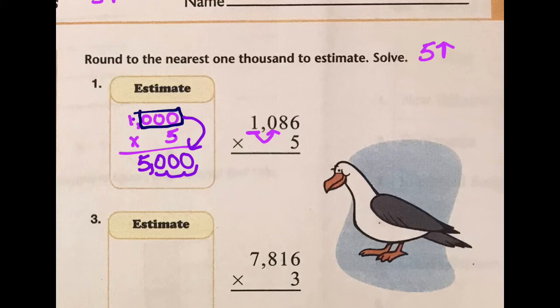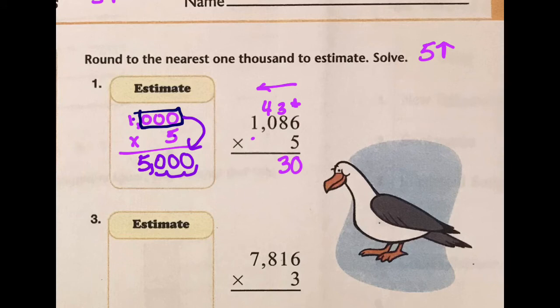All right. So now let's work with our actual problem we need to solve. So let's do it. All right, starting with the ones place and working backwards. 5 times 6 is, what's 5 times 6? 30. Carry the 3. Okay. 5 times 8 is 40 plus 3. It's 43.